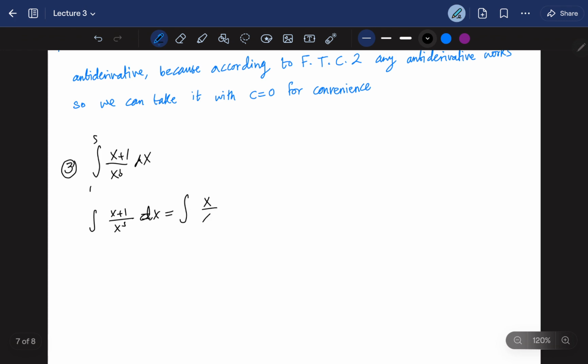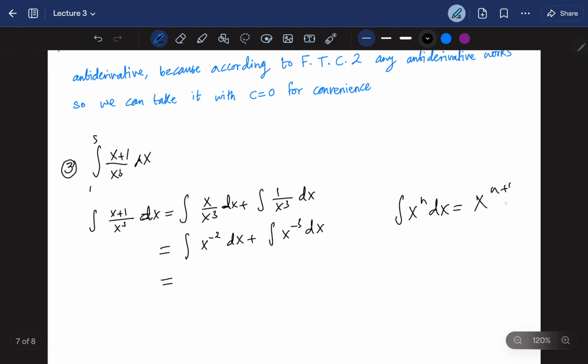We're going to distribute. And then using the exponent rules here, this is just x to the negative 2, sorry, then x to the negative 3. Applying the exponent rule, which tells me that this is how we integrate. This is just negative 1 over negative 1 plus x to the negative 2 over negative 2 plus c.